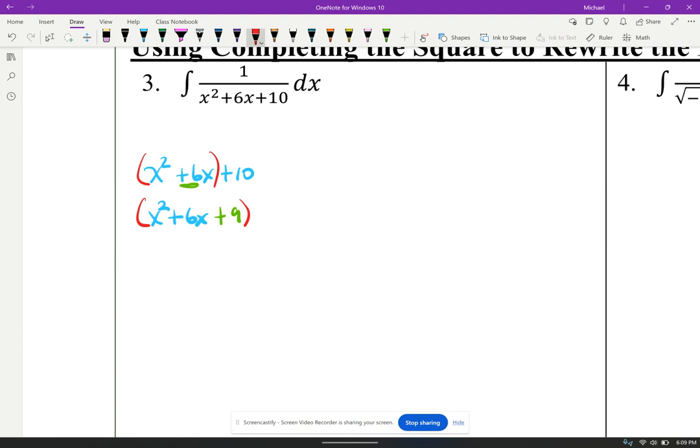So I'm going to add 9 on the inside, but I just said whatever you do on the inside, you've got to do the opposite on the outside to keep it balanced, right? Because if I add 9 and subtract 9, that means that I didn't really change this expression at all. But why do we do that? Because this is now factorable, and it is factored to x plus 3 times x plus 3. On the outside, I get plus 1. And x plus 3 times x plus 3 is really just x plus 3 squared.